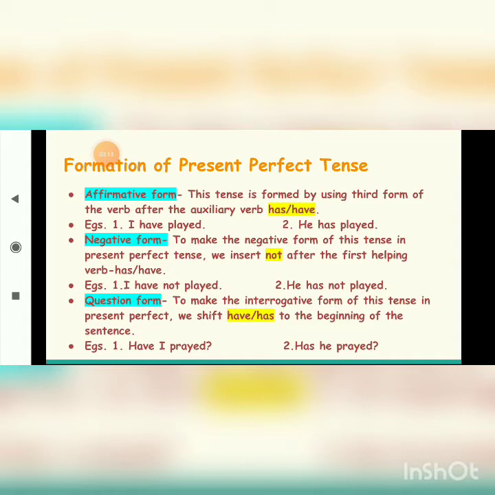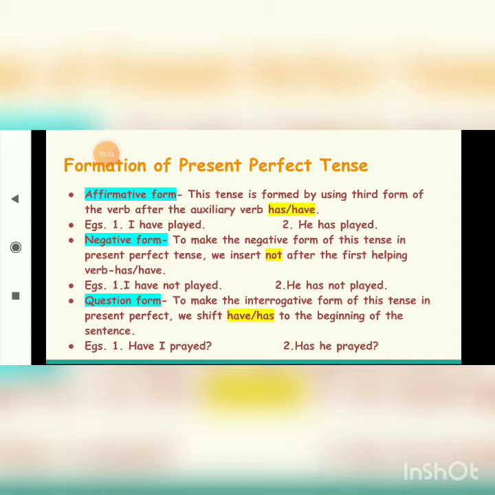Now how is the sentence going to become? It will become I have played, he has played. Okay students, so in affirmative, how is the sentence going to become? It is formed by using the third form of the verb. That means we have added ed. It will become played, after the auxiliary verb has or have.